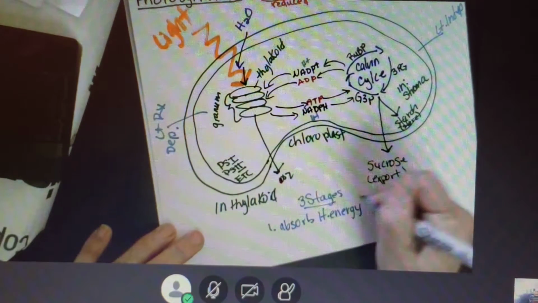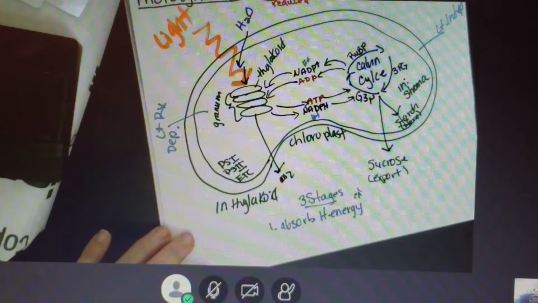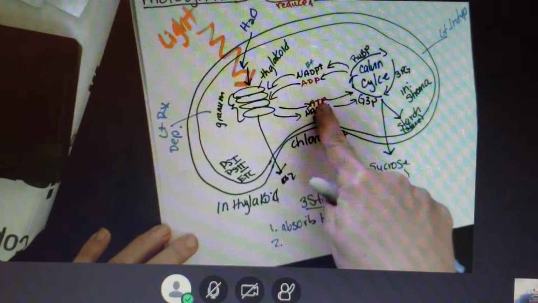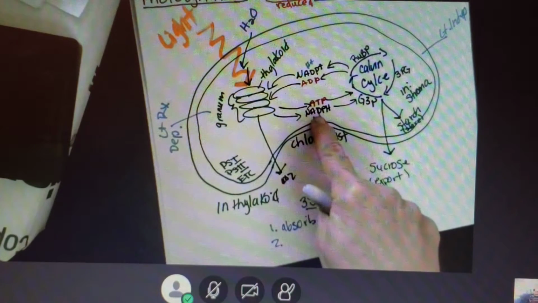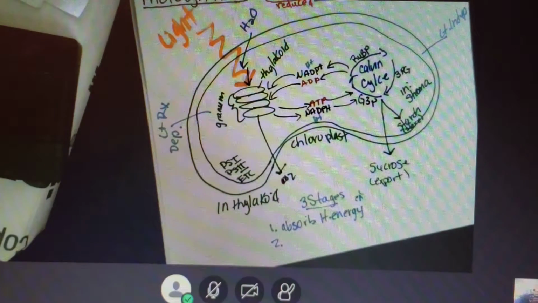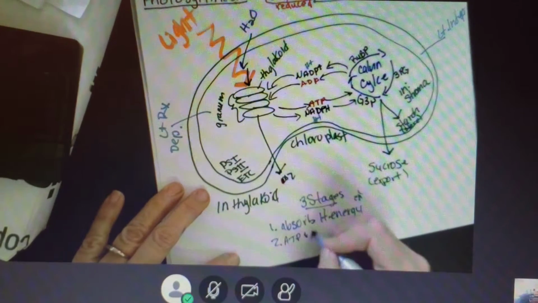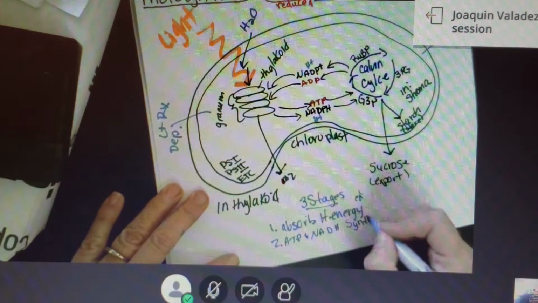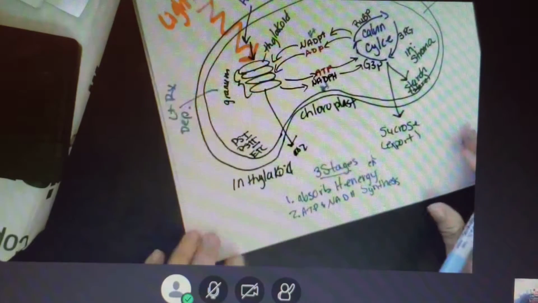Light energy. A lot of times I abbreviate energy like this. So if y'all see EN with a slash on it, that means energy. Okay. Then, what did we make? We made ATP and NADPH. Okay, so what is the fancy word for making something? Synthesis. So this is going to be ATP and NADPH synthesis. Synthesize, yes. ATP and NADPH synthesis, okay?